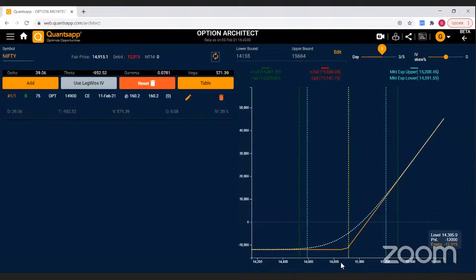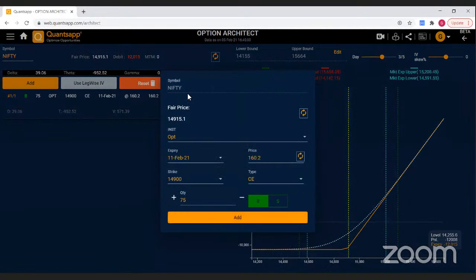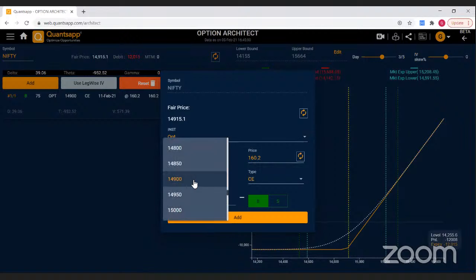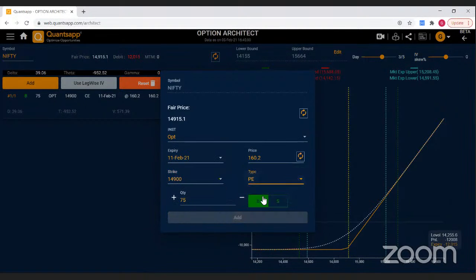In the same way, you can do this for any expiry you are taking. Now if I say I'm adding one more leg, let's say I'll add the 11th Feb 14900 put option as well.